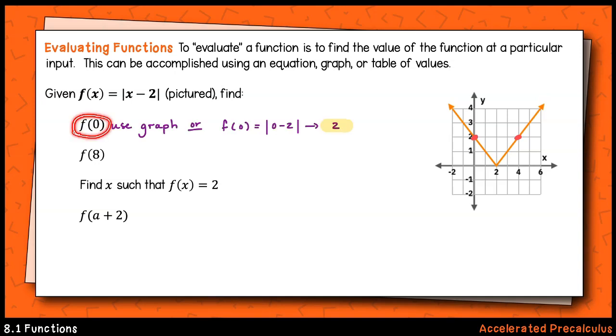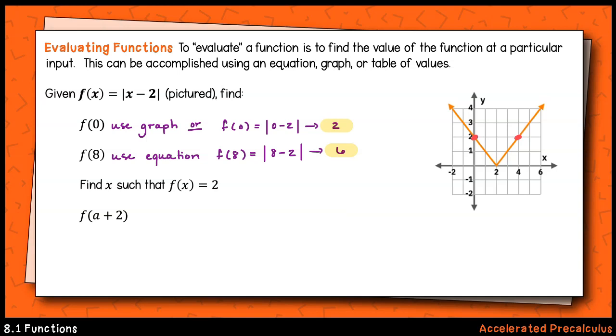The notation f of 0 means the value of the function at the input 0. Using the graph or using the equation, we can see that that will be 2. F of 8, or f at 8, means the value of the function at the input 8. Well, the graph doesn't show that, so let's use the equation.